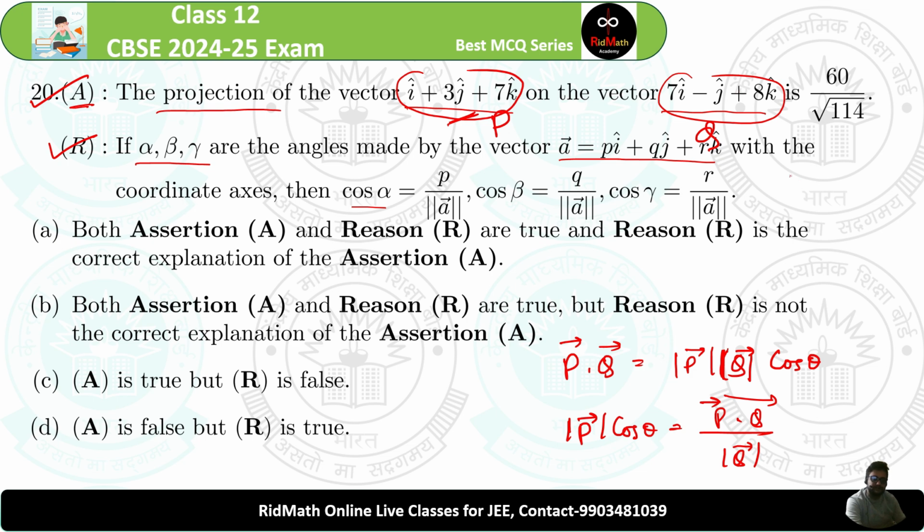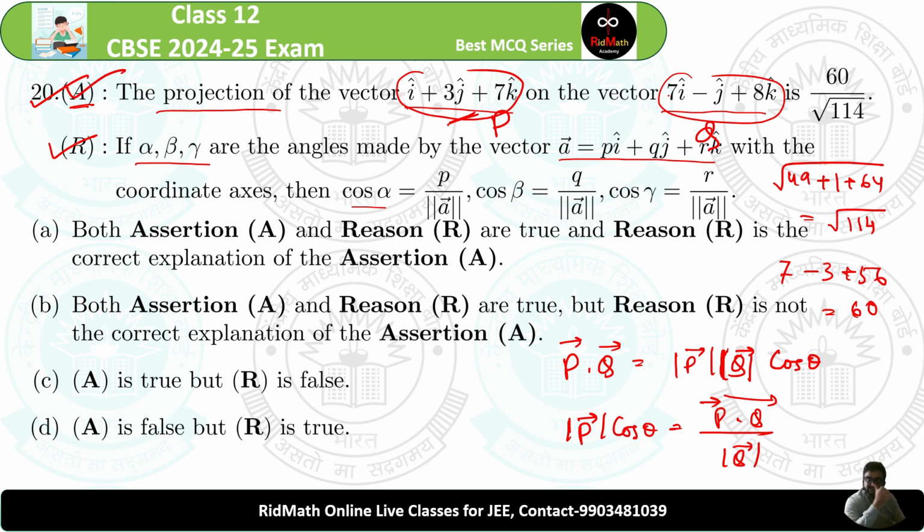Okay, what is the value of mod q? This is 49 plus 1 plus 64, which is 50 plus 64, 114. And the dot product is 60, because this is 7 into 1, 7, 3 into minus 1, minus 3, and 7 into 8, 56. So 4 plus 56, this is 60, so this is also correct.